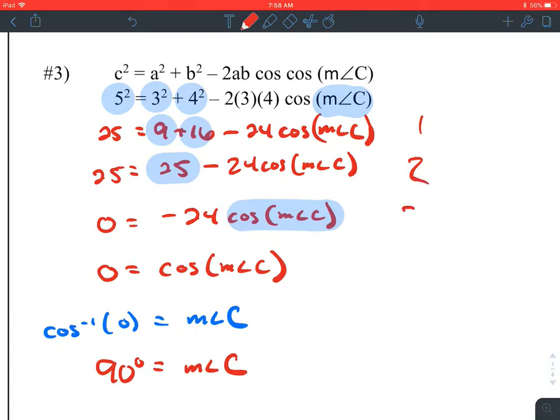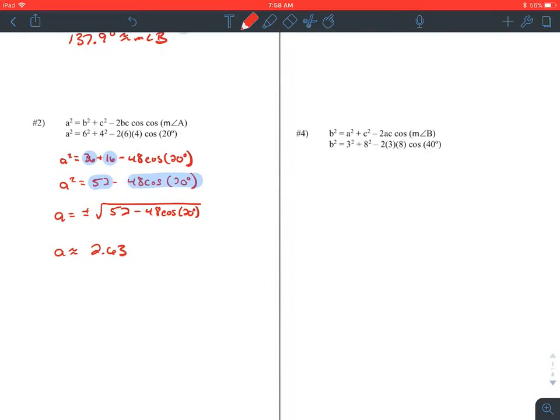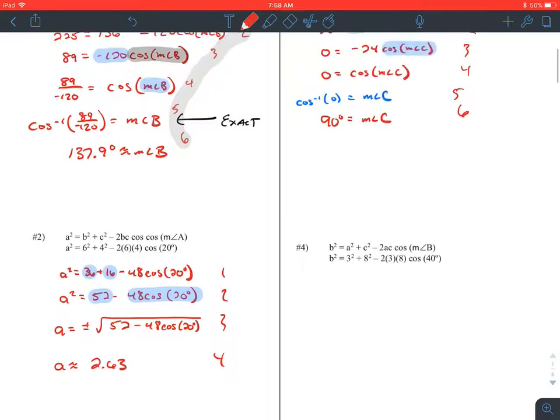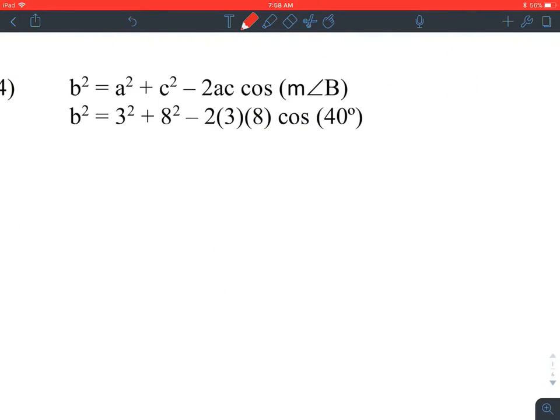We got 1, 2, 3, 4, 5, 6 steps. If you're trying to find an angle, it's 6 steps. If you're trying to find a side, it's 4 steps. All right, last one. Trying to find the length of a side. So we got b squared equals 3 squared is 9, 8 squared is 64, 2 times 3 times 8 is 48.